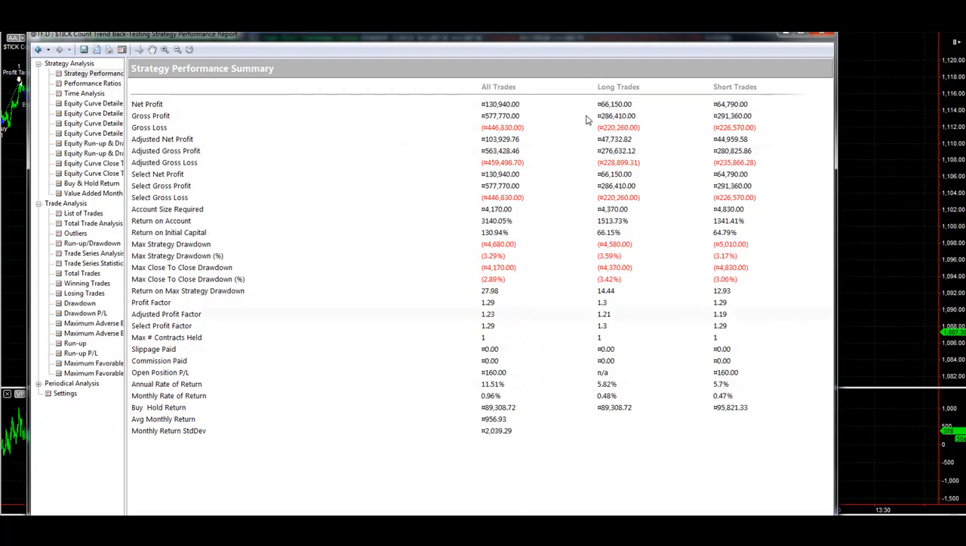So that is how you could trade the E-mini Russell using tick count trend in MultiCharts, and it also works on TradeStation and NinjaTrader. Let me know if you have any questions on that strategy.